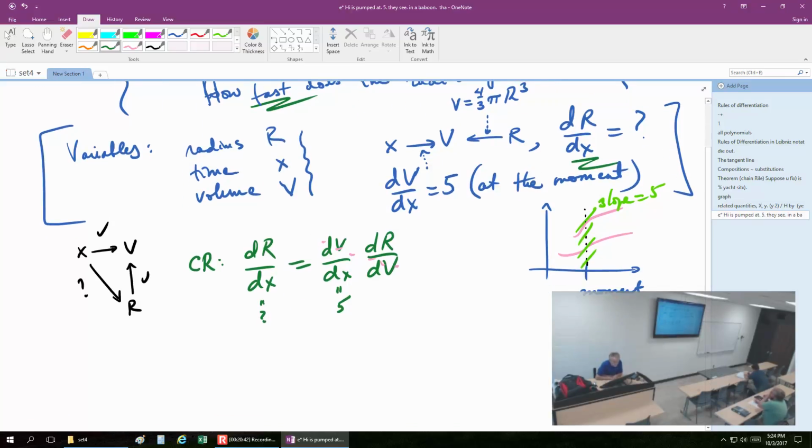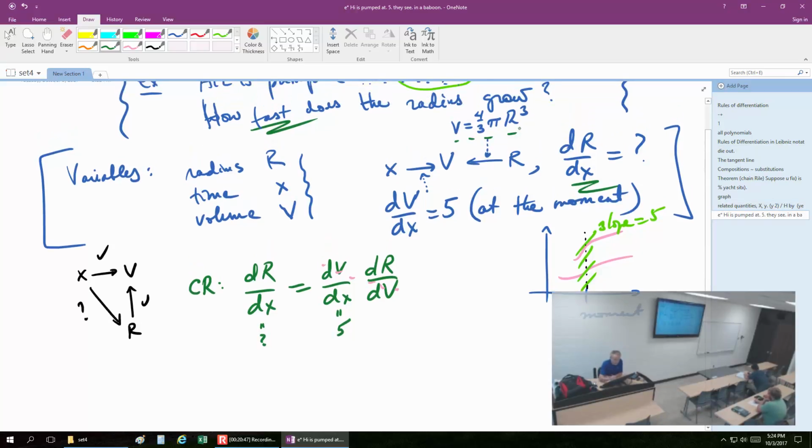Okay, unfortunately, rather than having r depend on v, which is what we want, we have v depends on r. So what do we do? How do we find dr/dv? Would you solve for r in the equation? That's right. So to find it, solve v equals 4/3 pi r cubed for r.